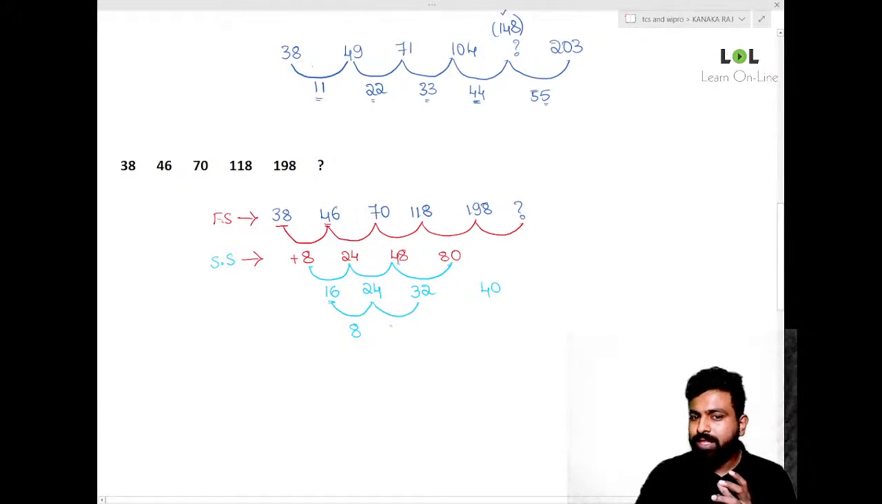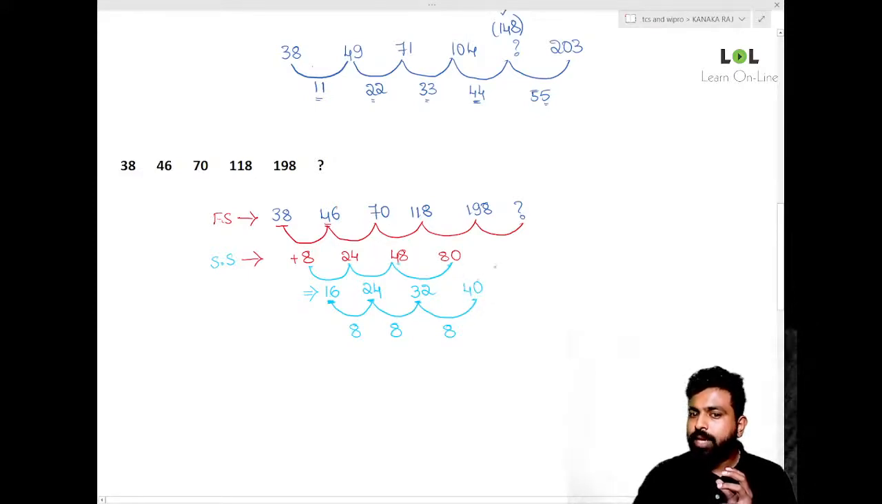What is the difference? The difference here is 8. So what will be the next difference? Next difference will also be 8. 32 plus 8 gives you 40. Why did I write this directly? Because as soon as you look at 16, 24 and 32, you can tell that 8 into 2 is 16, 8 3s are 24, 8 4s are 32. Next one will be 8 5s, 40. So the answer here would be 40.